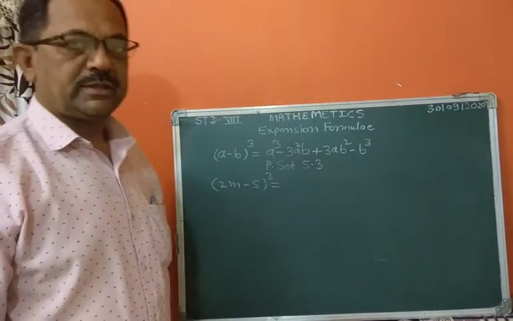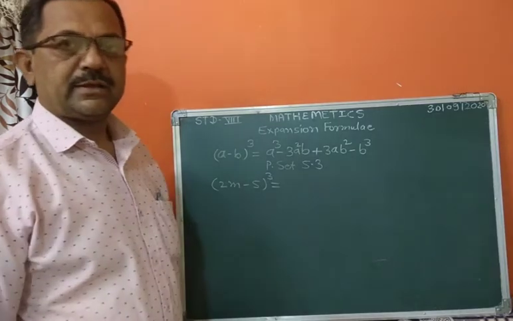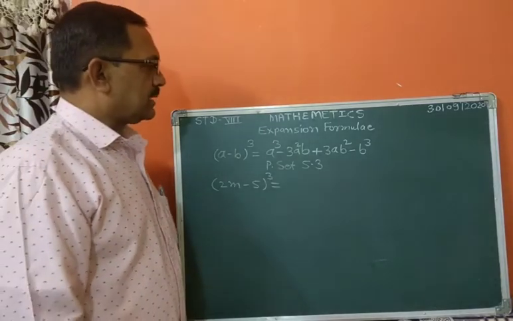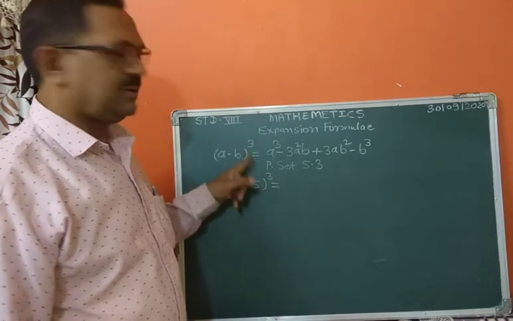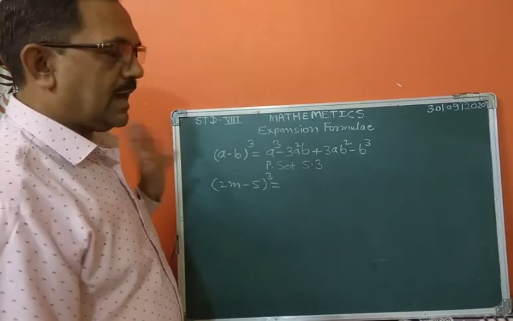Problem set 5.3. The first example is (2m minus 5)³. Here you remember the formula of this (a minus b)³ using your die.